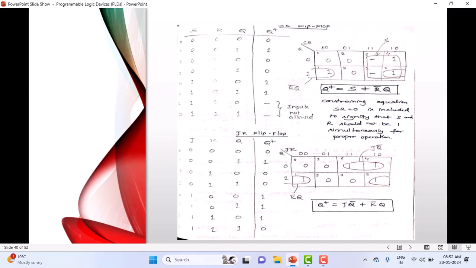Okay, so that's how you can write the equation from the K-map. Finally, if you look at this quad, you can see that both Q will cancel because it is mapping to both the rows.